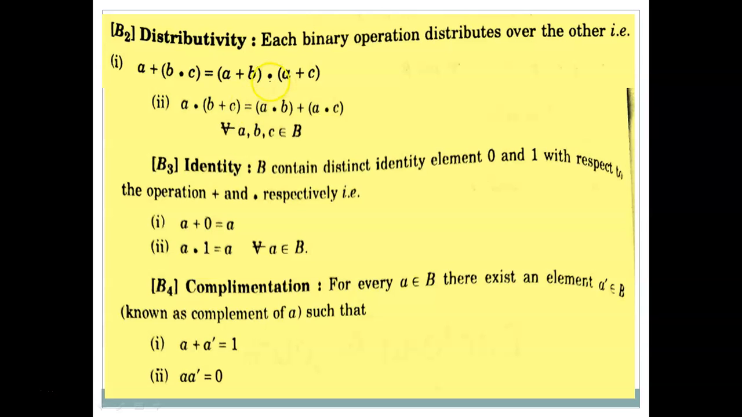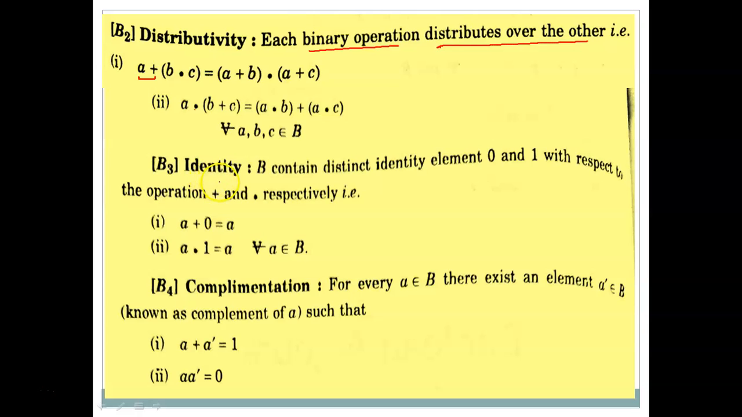The second property is distributivity. Each binary operation distributes over the other. For example, suppose I write A plus B dot C. Then plus is distributed over the dot operation, so it will be A plus B, distributed over C, giving A plus C, with dot. Similarly, dot can be distributed over the plus operation, so we write A dot B plus A dot C. So the distributive property is like this.